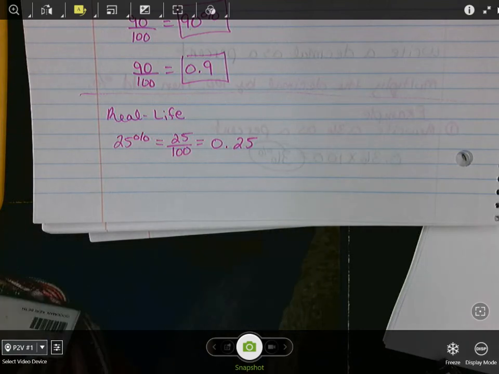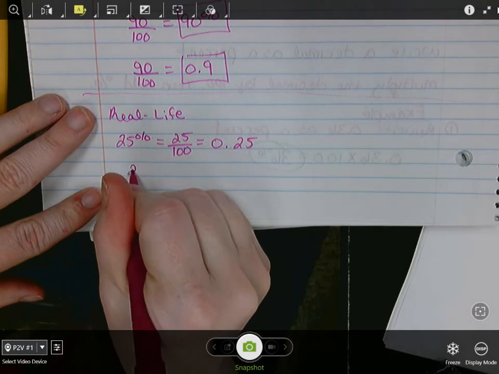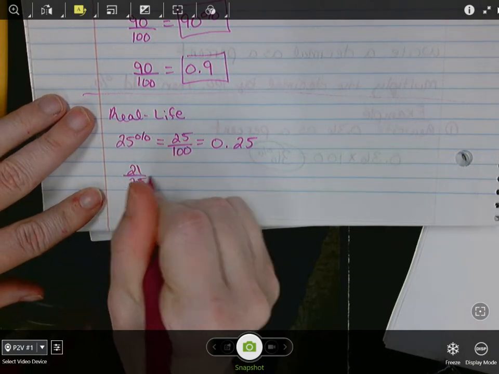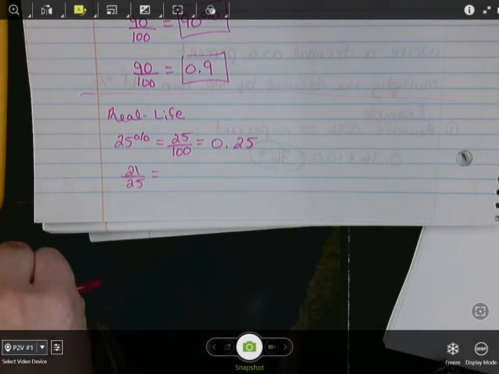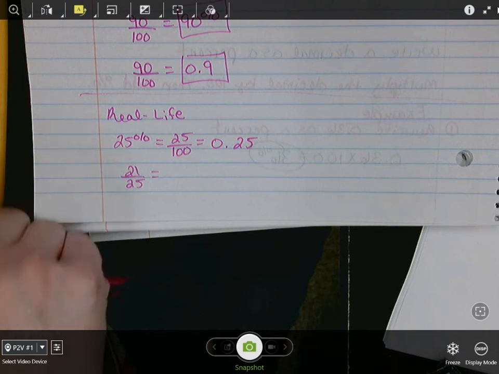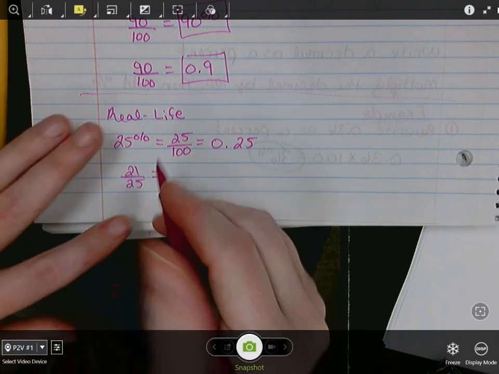It was fun. Okay. Now we need to do 21 out of 25 as a decimal. Okay. So to do that, you just do 21 divided by 25, and you get 0.84.